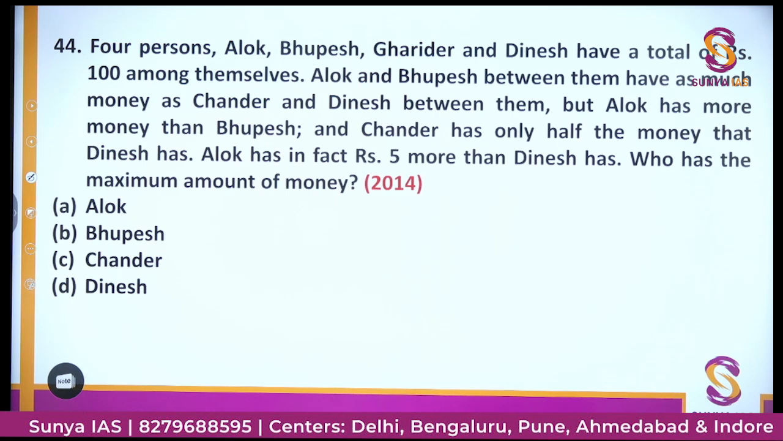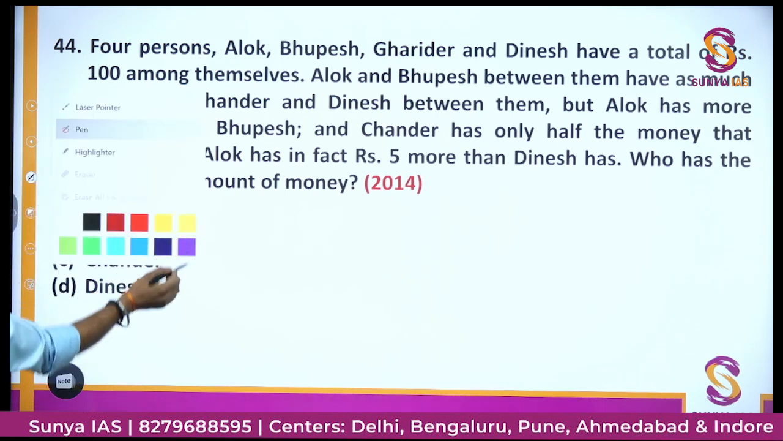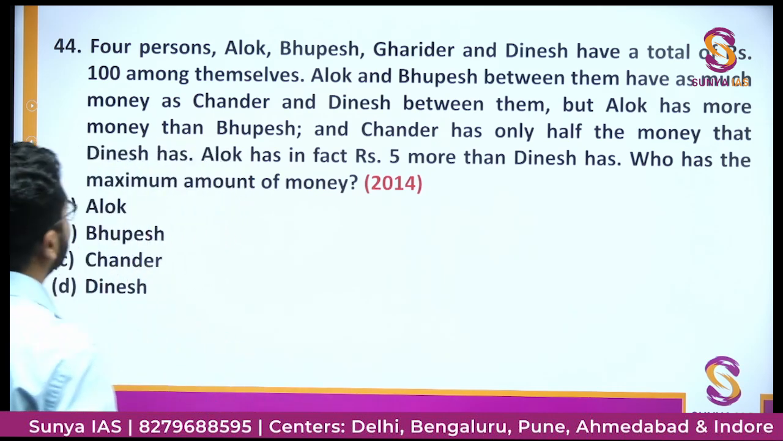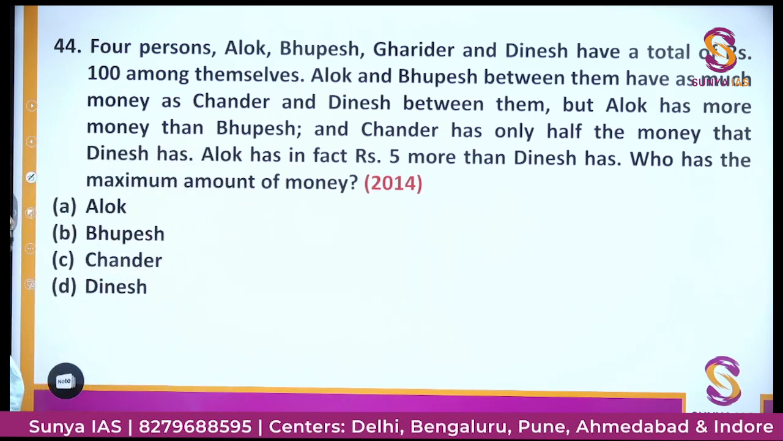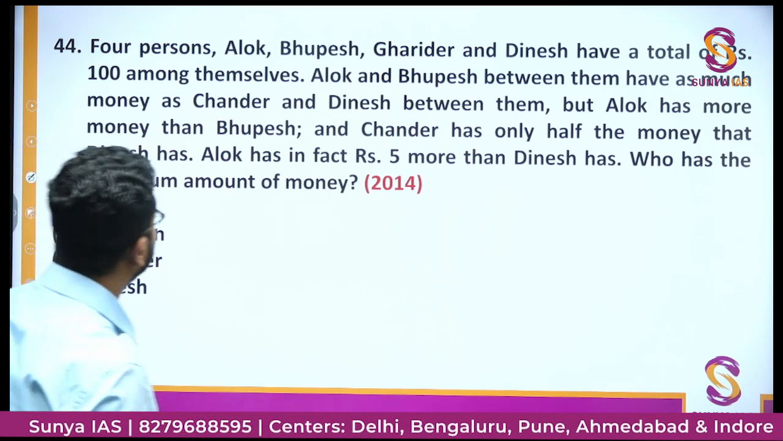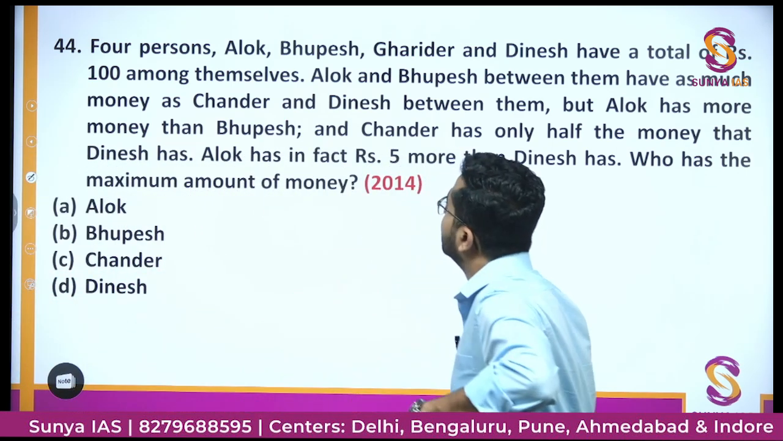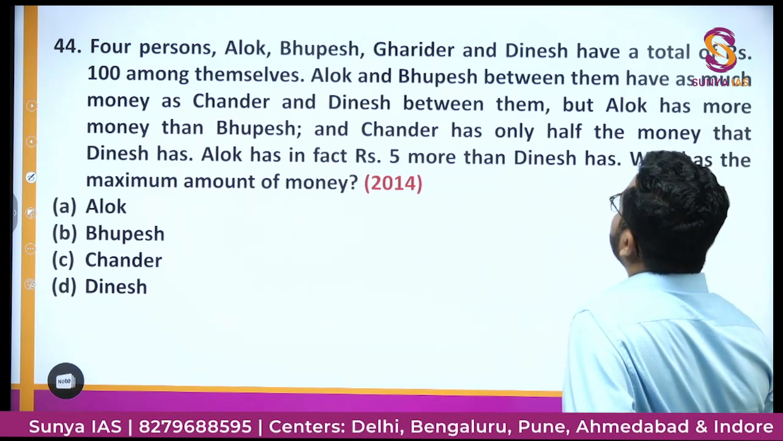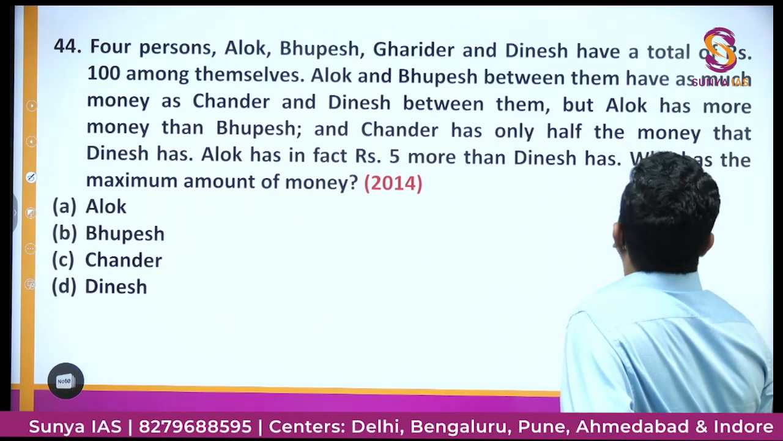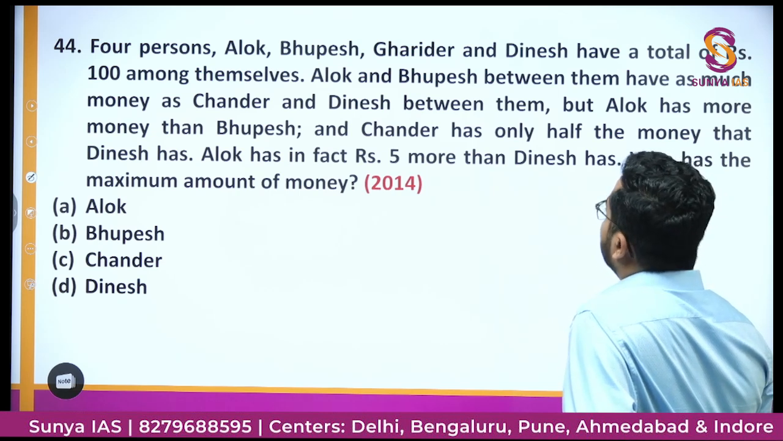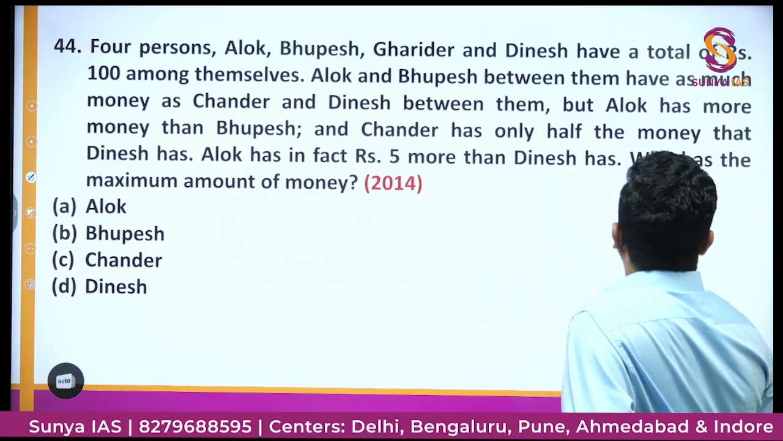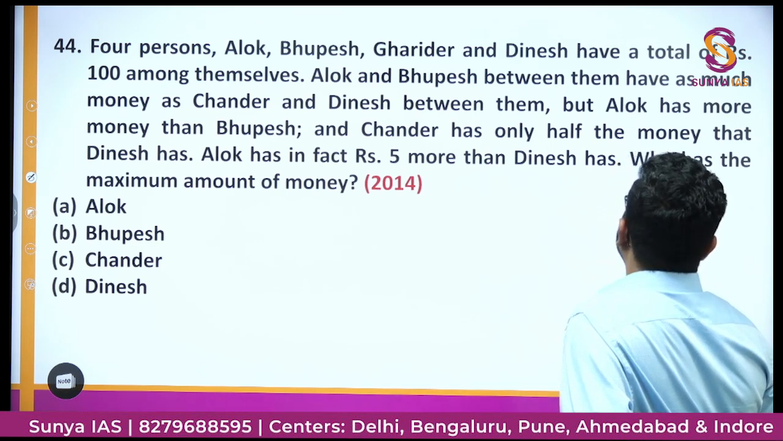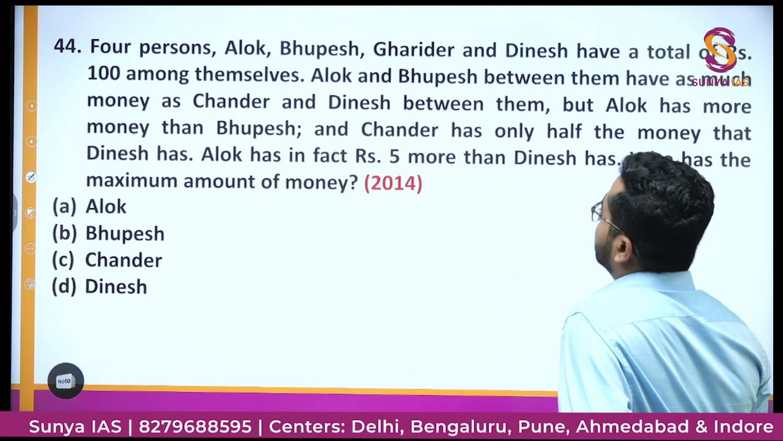4 persons, Alok, Bhupesh, Chandar and Dinesh have a total of ₹100 among themselves. Alok and Bhupesh between them have as much money as Chandar and Dinesh between them, but Alok has more than Bhupesh and Chandar has only half the money that Dinesh has. Alok has in fact ₹5 more than Dinesh has. Who has the maximum amount of money?